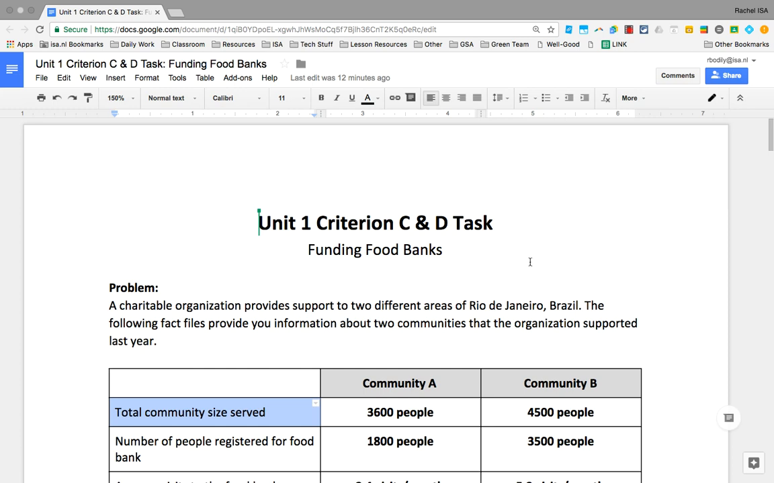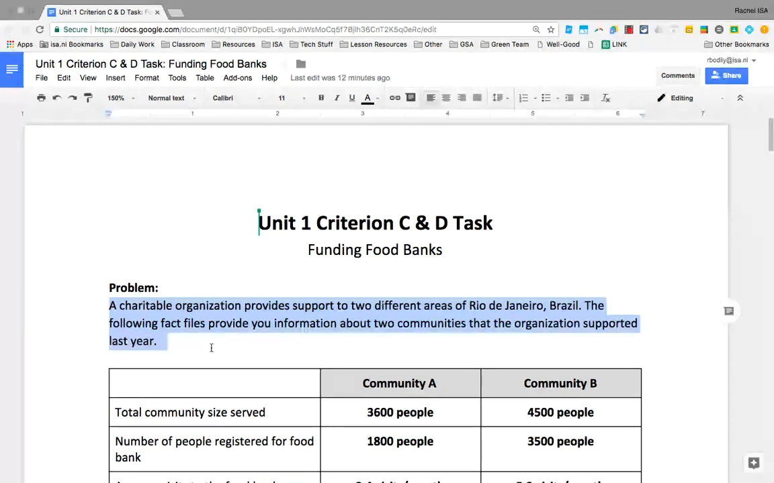Just wanted to introduce you to the Criterion C and D task that we're going to be working on this period and next period. And so this is what it's all about. We're going to be looking at funding food banks. So here's the problem. A charitable organization provides support to two different areas of Rio de Janeiro, Brazil. The following fact files provide you information about two communities that the organization supported last year.